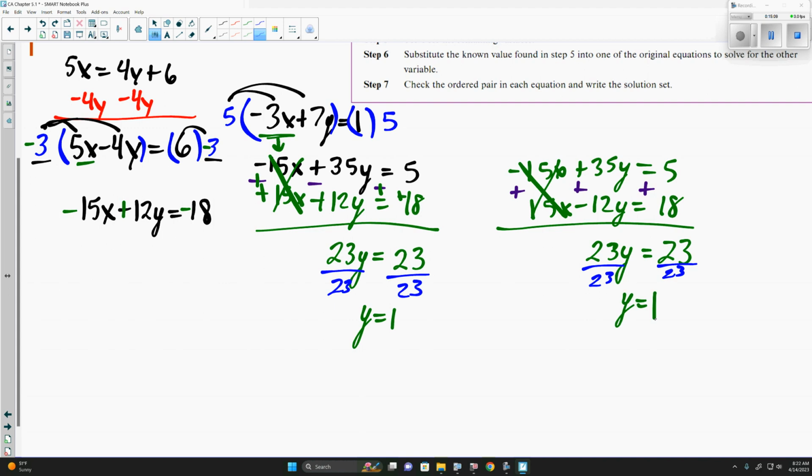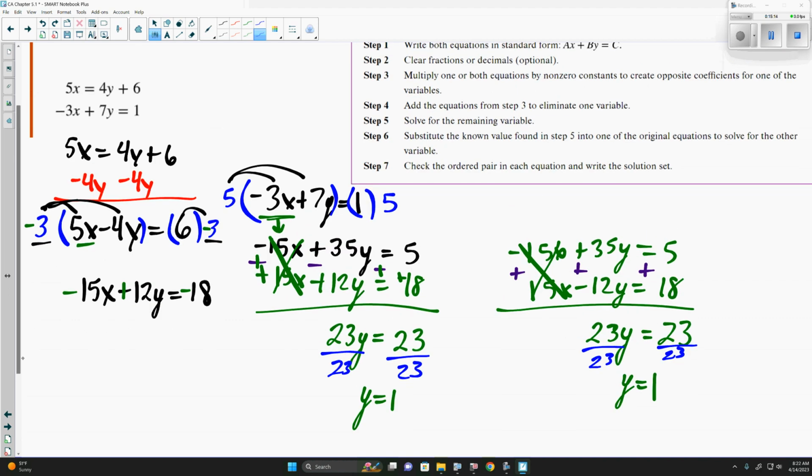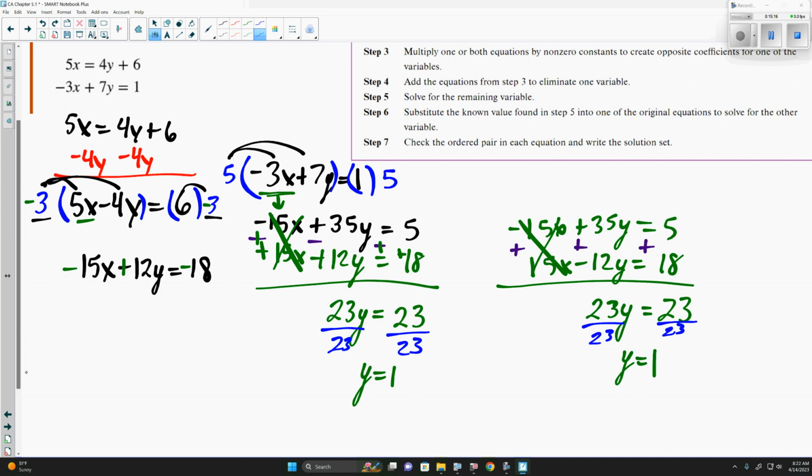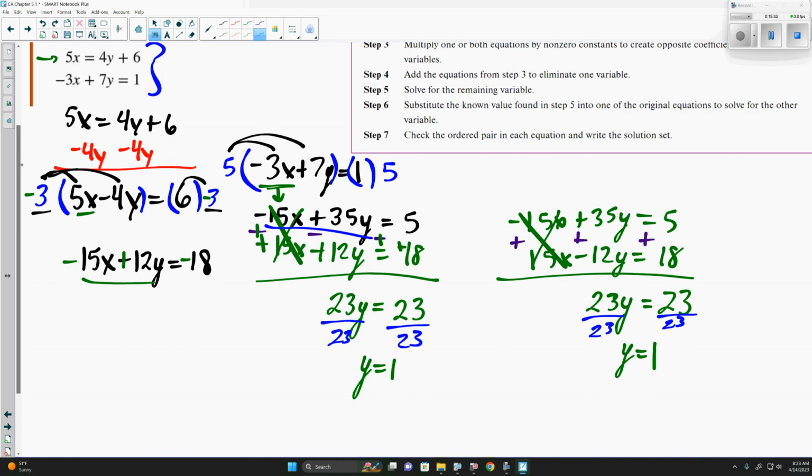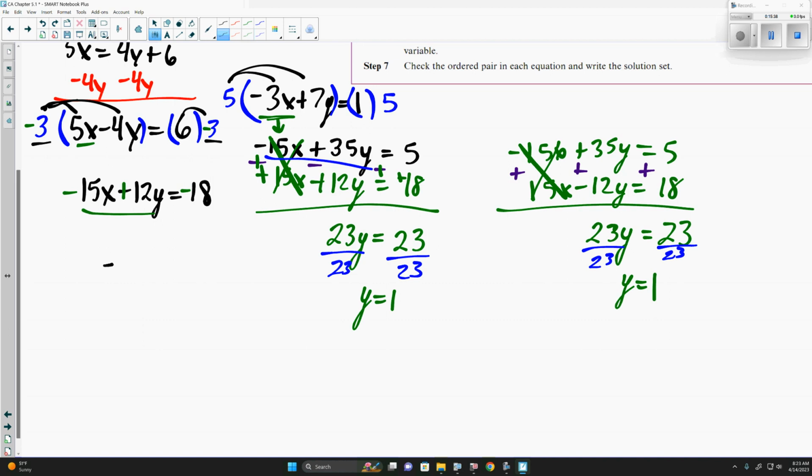So we have our first solution. Now we need to find the second solution. And it doesn't matter which equation we pick. We could pick one of these two here, or I could pick one of the two I found here. I just have to pick one. I'm just going to pick the top one here, 5x equals 4y plus 6. 5x equals 4 times y plus 6.